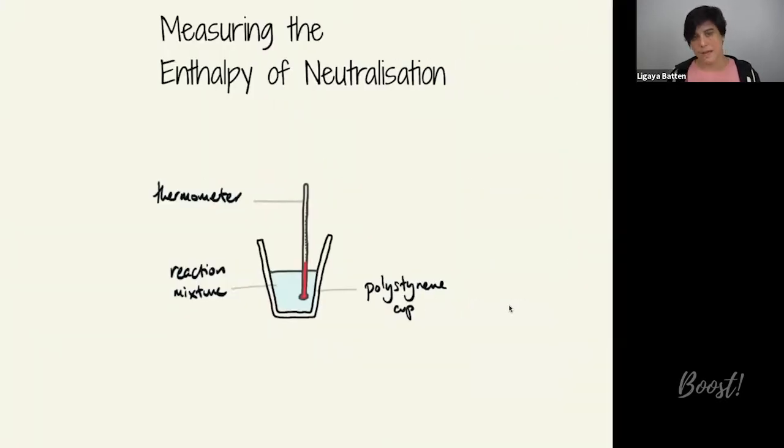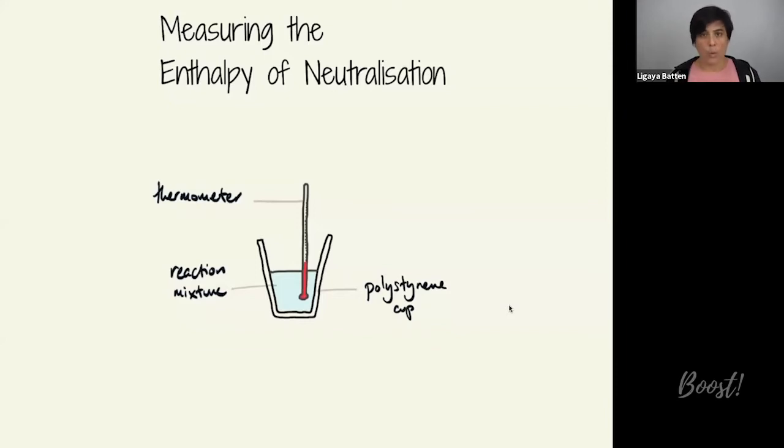Okay, so how do we actually do the experiment to measure the enthalpy change of neutralization? Well, usually you have a simple reaction vessel that could be a beaker, but in this case is usually something like a polystyrene cup. There are more complex pieces of equipment that you can use to measure this really accurately, but usually in your school lab, you'd be using something like a polystyrene cup. You put your reaction mixture into the polystyrene cup and then make sure you place the thermometer into the reaction mixture so that you can measure the temperature change as the reaction progresses.